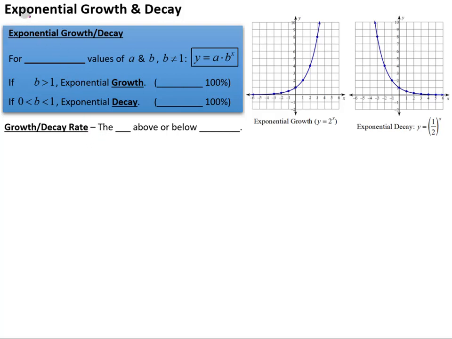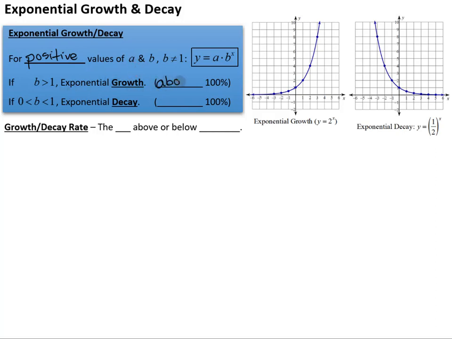All right, today we're learning about exponential growth and decay. Okay, so we will have growth or decay. So if we have in this formula positive values of a and b, where the base here of our exponent b is not equal to 1, if our base is a number greater than 1, like 2 or 1.03, etc., we will have exponential growth.